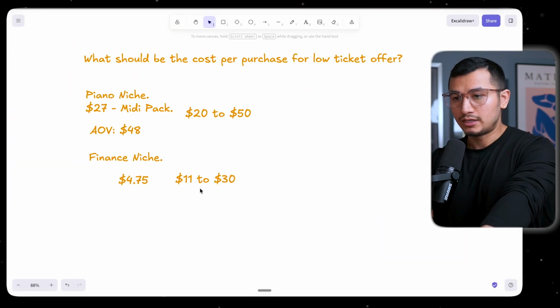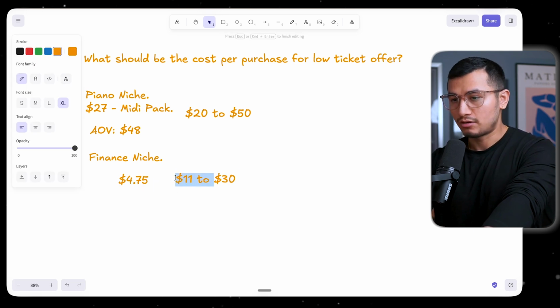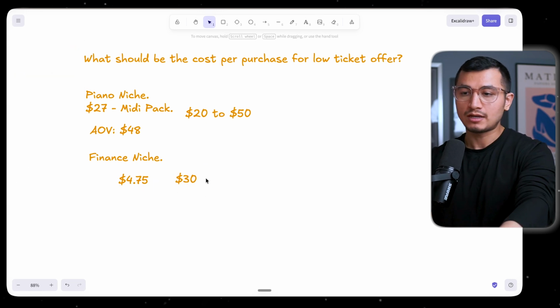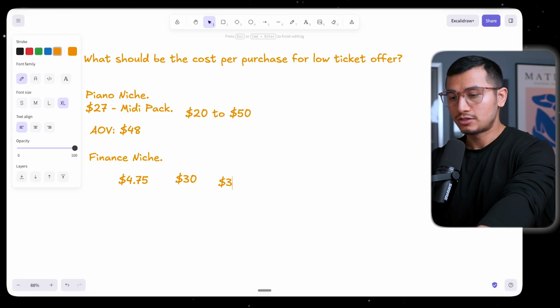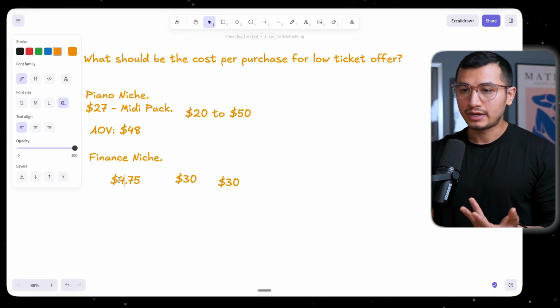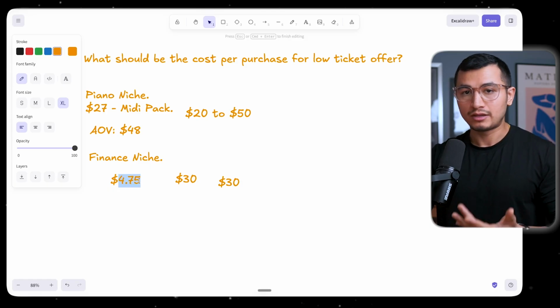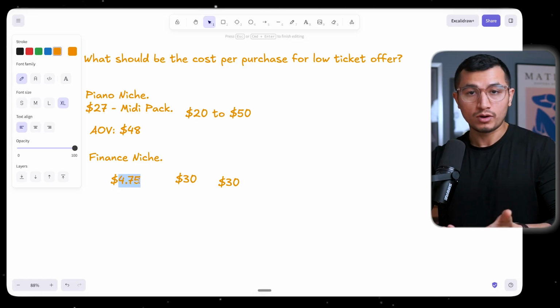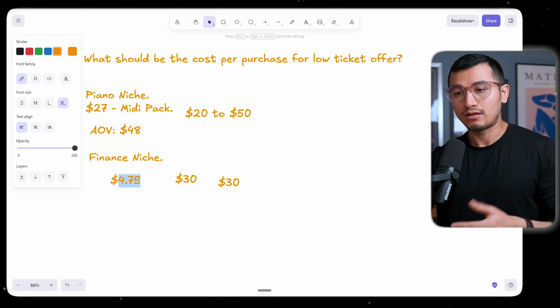If I was to go here, we sell a $4.75 book. Our cost per purchase is around $30, and we break even, which means our AOV is around $30 as well. So again, it depends on price. If your price was, let's say, $27, then in the finance niche, I'd assume you're going to have $50 or even more, I would say even $70, $80 CPA, because the finance niche is a high value niche. So you're going to pay more.